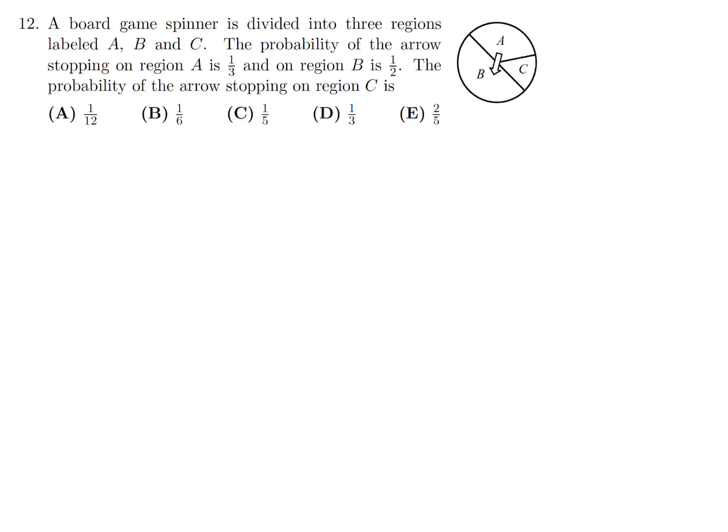A board game spinner is divided into 3 regions labeled A, B, and C. The probability of the arrow stopping on region A is 1/3, and on region B is 1/2. The probability of the arrow stopping on region C is? So this is half, and this is 1/3, and they want you to figure out C. Well, the total probability is equal to 1, correct? Or 100%, whichever one you feel more comfortable with. They've already told you that A is 1/3 and B is 1/2.